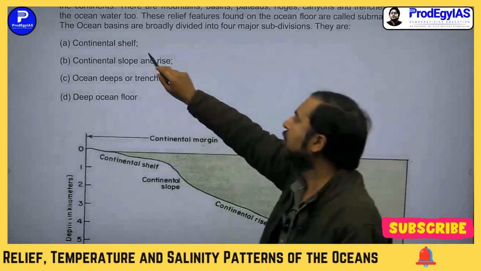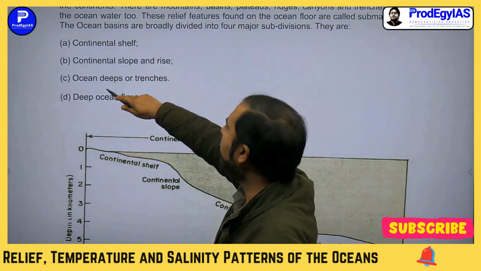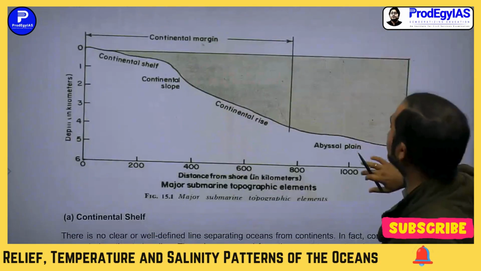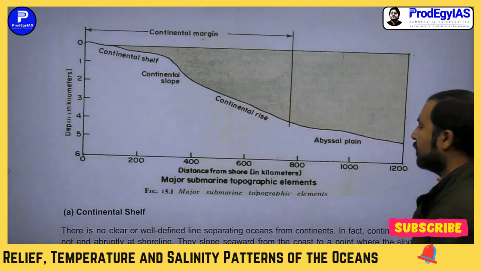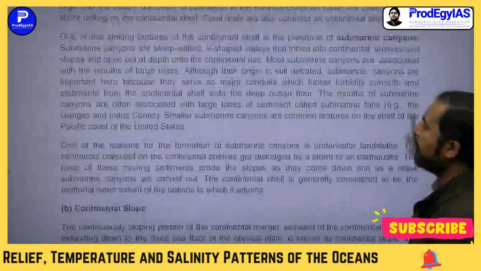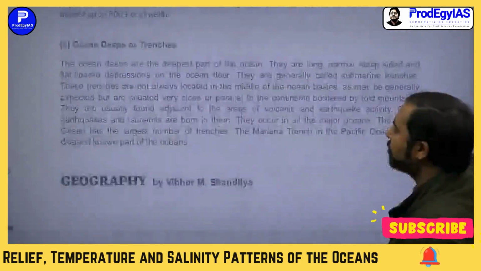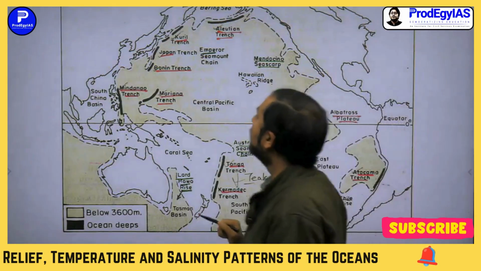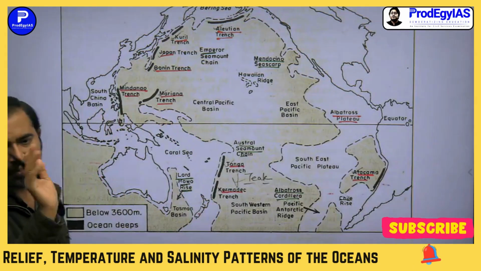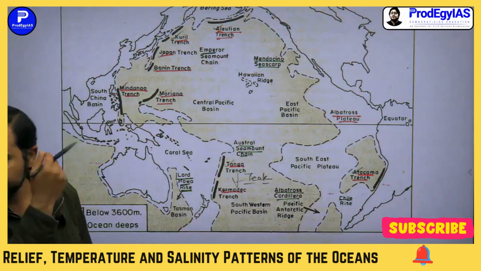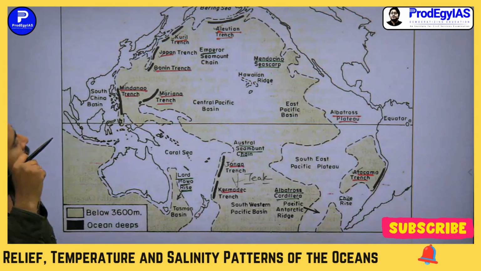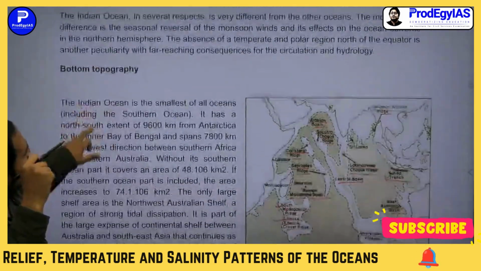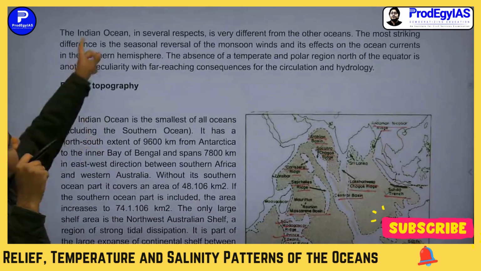So largely these four features: continental shelf, slope and rise, oceanic deeps and trenches, and the deep ocean floor. You can see the same here also. Now come to this map part. We will study each and every ocean one by one and their features. I should start from the Indian Ocean, I think, because the Indian Ocean is more important. Bottom relief of the Indian Ocean.